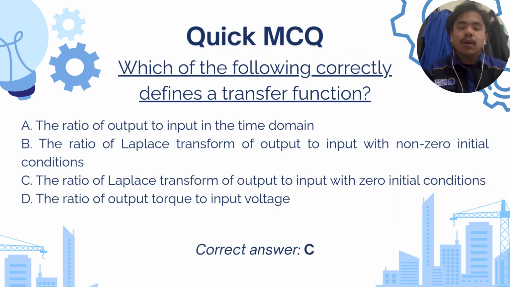As a quick check of understanding, consider this short multiple choice question. Which of the following correctly defines a transfer function? The correct answer is C, because a transfer function is defined as the ratio of the Laplace transform of the output to the input with zero initial condition.